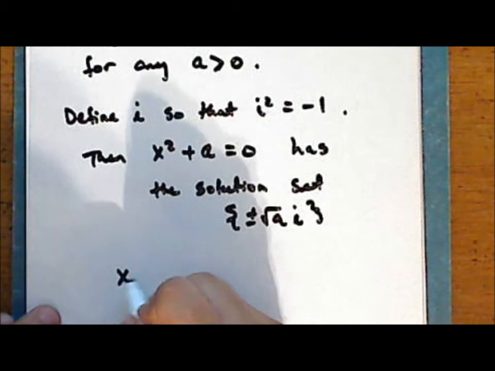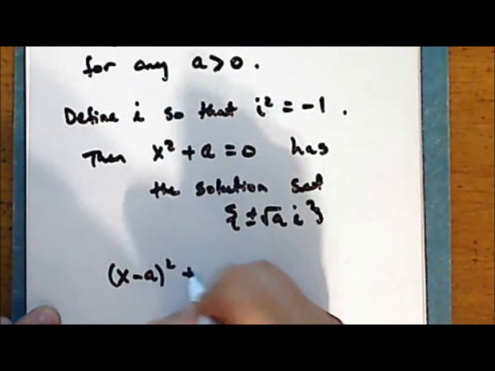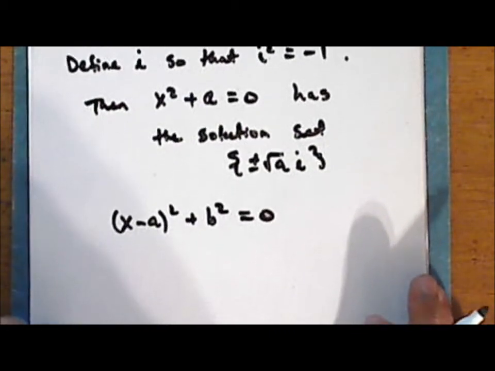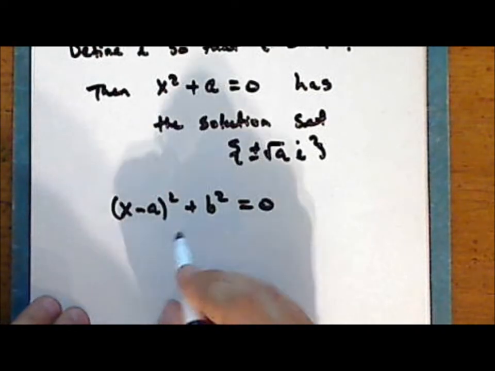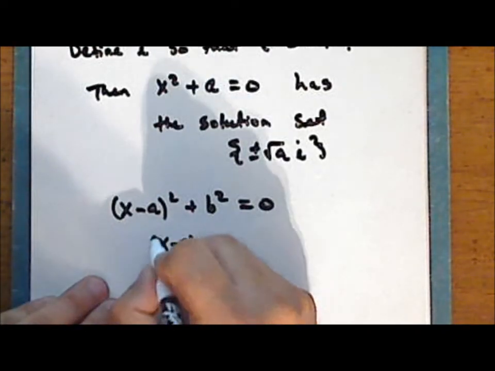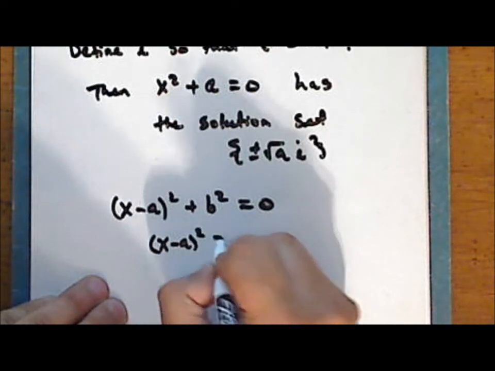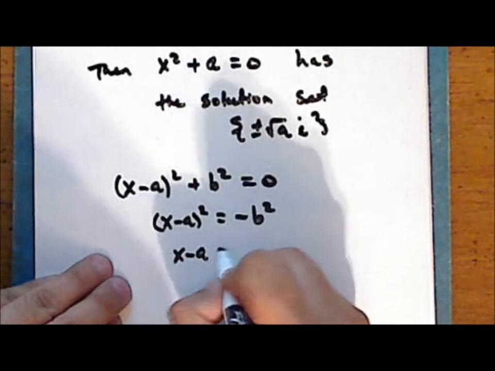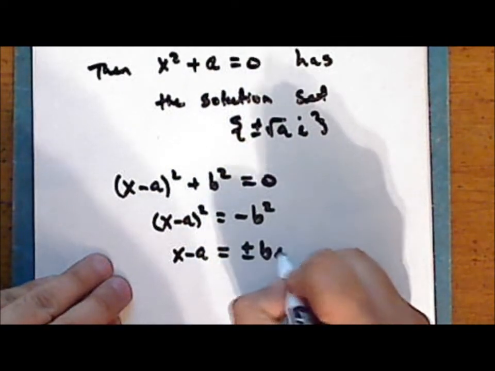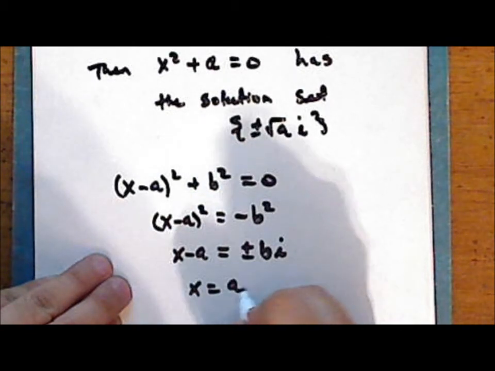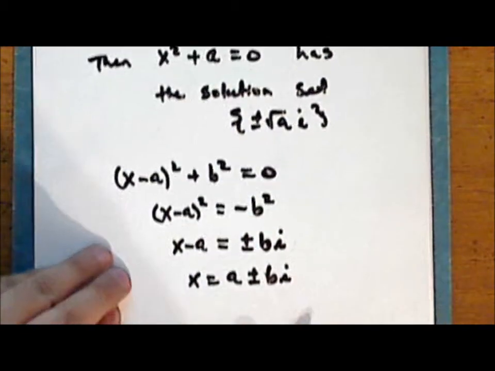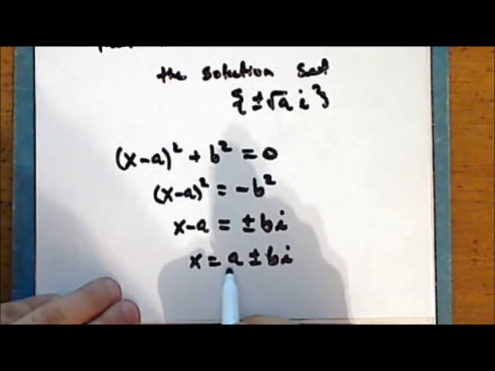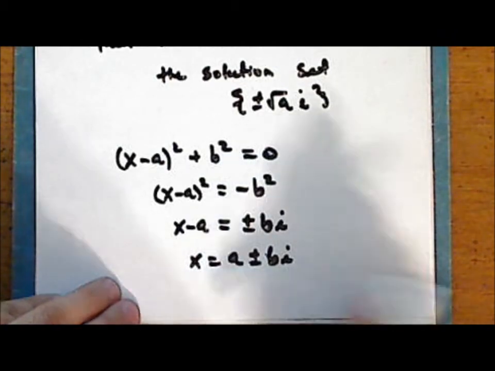Also notice that we can solve more complex equations using this number I. So if we proceed to solve this equation, isolating the variable on one side, we have the quantity x minus a squared is equal to -b squared, or x minus a is equal to plus or minus b times I, so that x is a plus or minus b times I. And numbers of this form were dubbed complex numbers and were considered to have a real part and an imaginary part.